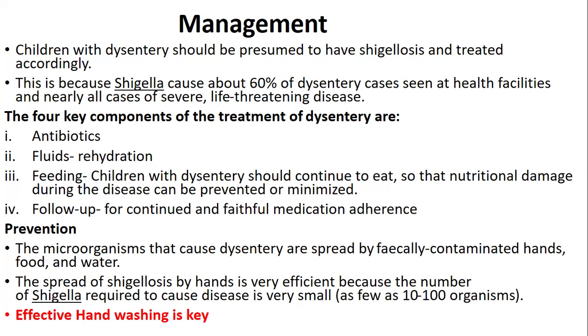Prevention is key. Since the microorganisms that cause dysentery are spread by fecally contaminated hands, food as well as water, the spread of shigellosis by hands is very efficient, because the number of Shigella required to cause the disease is very small.